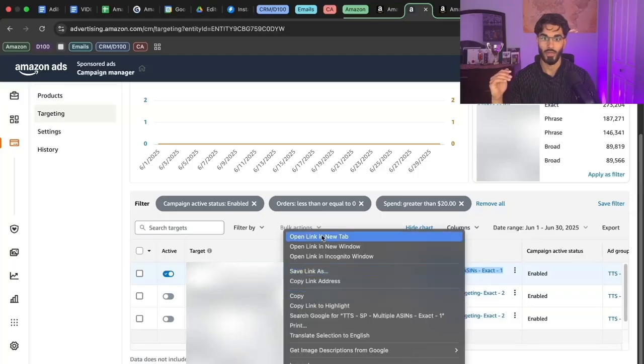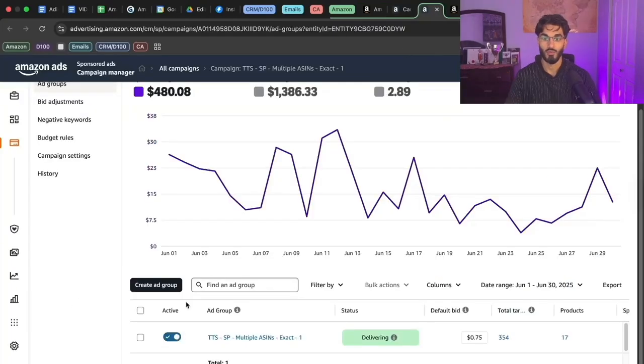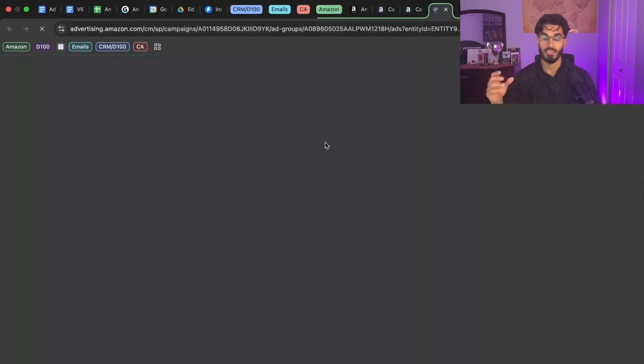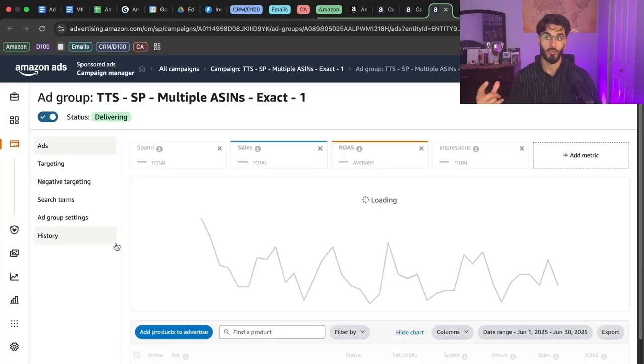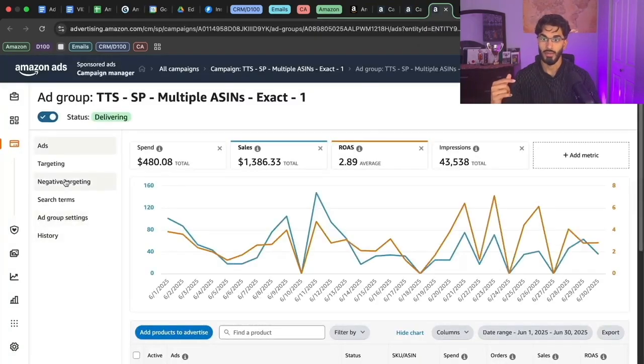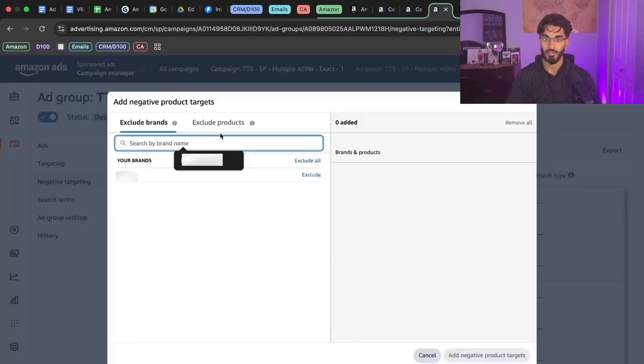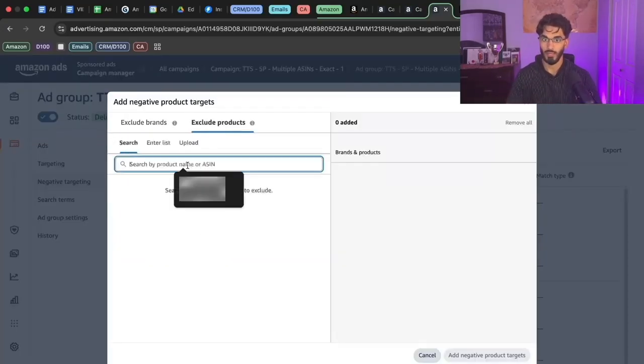So we're going to go and we're going to hit open link in new tab. So once I'm here, I actually want to go into the ad group again, because if you're targeting ASIN, you have to go to the actual ad group level, not the budget level. So we're going to hit this and we're going to negate this exact ASIN because it's not converting well for our product. So you want to go into here, negative targeting, add negative product targeting, and we're going to enter in exclude products, and we're going to enter in this ASIN right there, and boom.